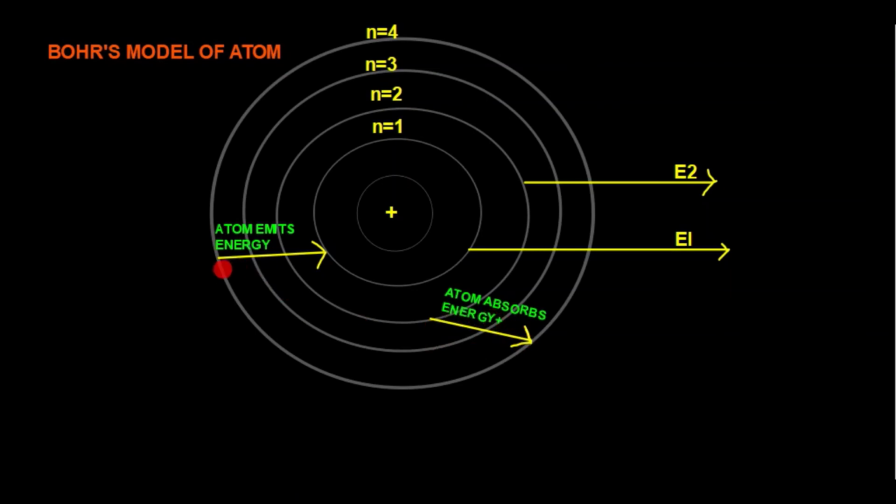When the electron jumps down or comes back to the original energy orbit or energy level, it always emits energy. This energy is emitted in the form of radiations. When an electron remains in a fixed energy level, then it does not radiate energy. I hope Bohr's model of the atom is clear to you.